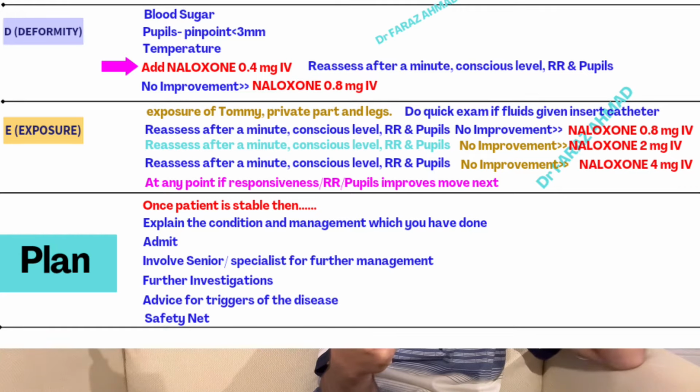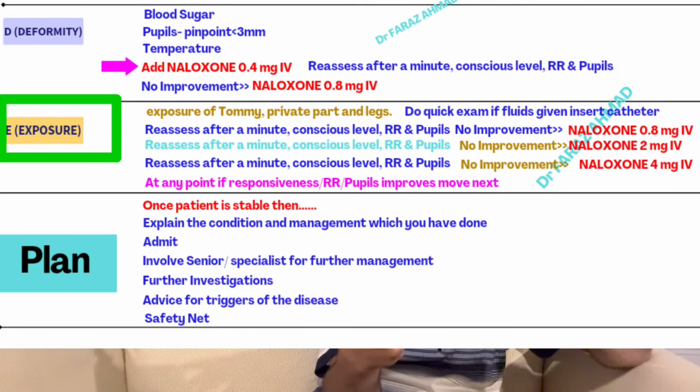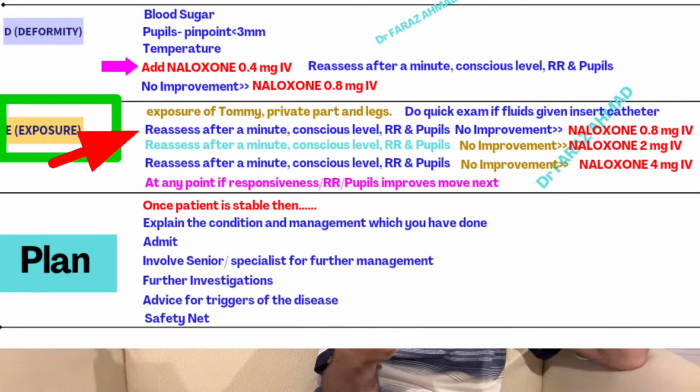Okay, then you will move on to E, exposure, and you will expose the tummy, private areas and the legs quickly. Be quick in the E over here, but if you have given fluid initially, you have to insert the catheter as well. Please keep in mind, then you will say, examiner, I assume that 1 minute has passed. I am going to reassess the patient's conscious level, respiratory rate and the pupils.